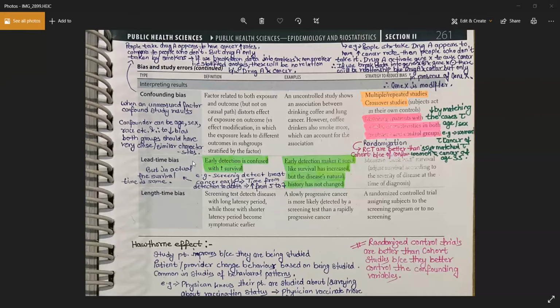Now let us see. Then comes the length time bias. Now let's say there is a disease which has two variants. One is the rapid fatality, and the next is the very slow or progressive rate, very slow rate. A cancer which has two types of variants. One is very rapidly fatal, and the second type is a very slow progressing type.